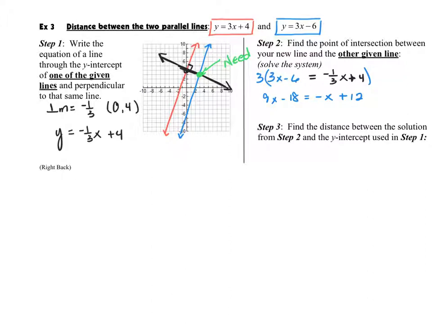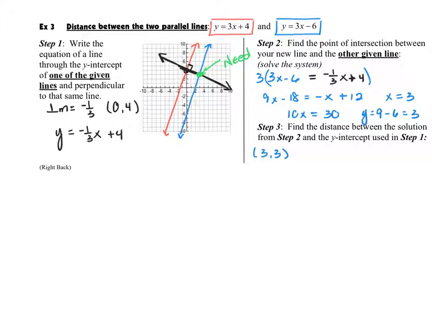I'm going to move my variables over to the left, so I'm going to have 10x. I'm going to move the constants over to the right, so now I'm going to have a positive 30. So I get a nice x value of 3. Now I need to take this x value and substitute it back into one of these lines because I'm looking for this point, so it has to go into the blue or the black. It doesn't matter which. So when I sub that back in, I'm going to choose the one without the fraction, so I'm going to have 9 minus 6, and that's going to be 3. So the point of intersection is the point 3, 3.